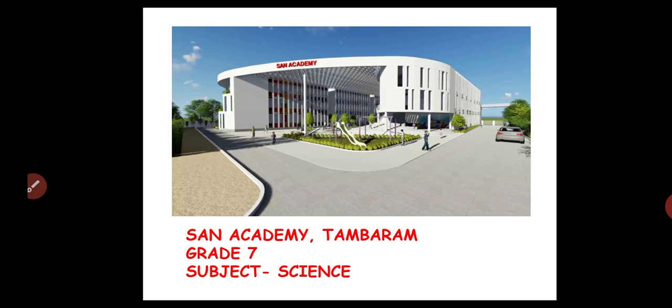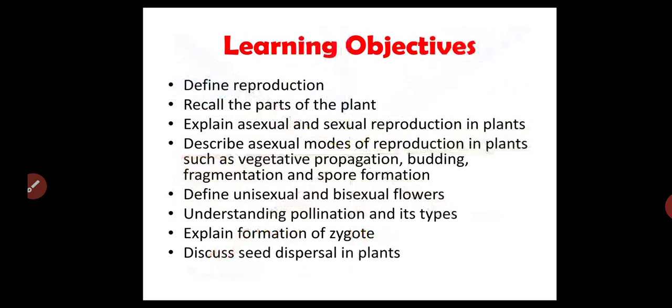To reproduce its kind is a characteristic of all living organisms, to produce ones that look similar or the same as themselves. So we are just going to learn something about reproduction, the production of new individuals from their parents. But in this lesson, we are going to concentrate on reproduction in plants. How do plants reproduce?